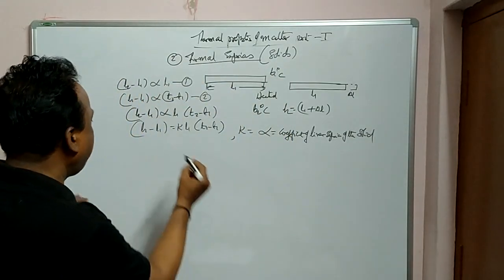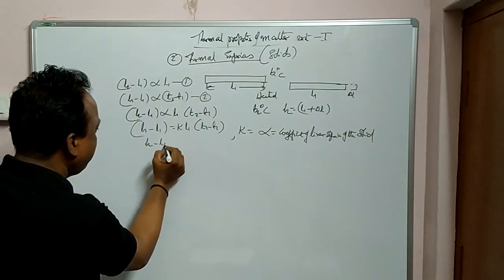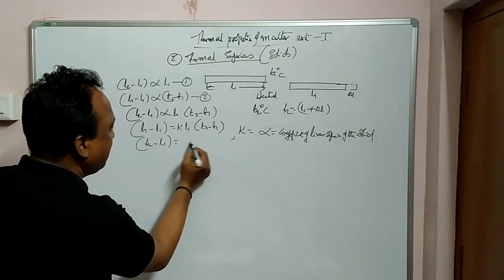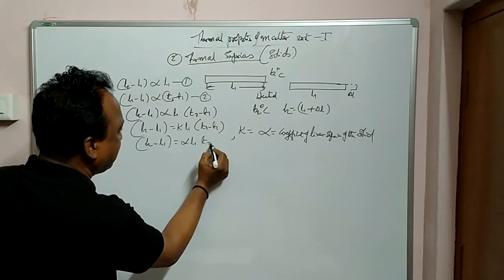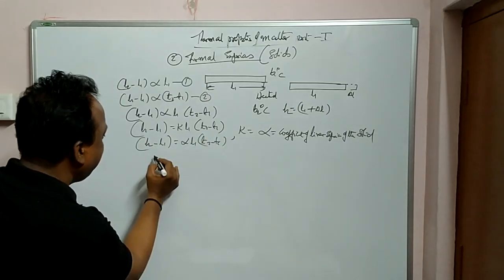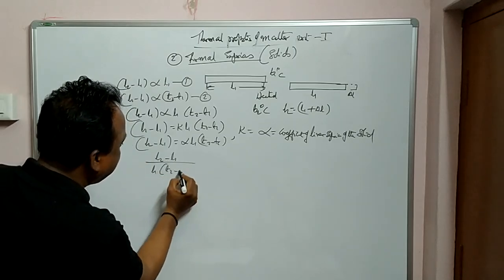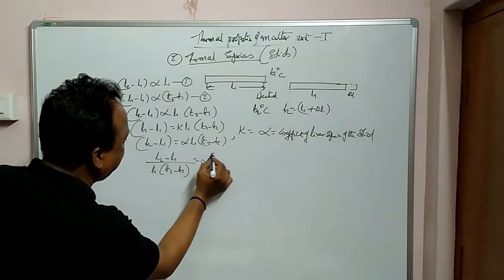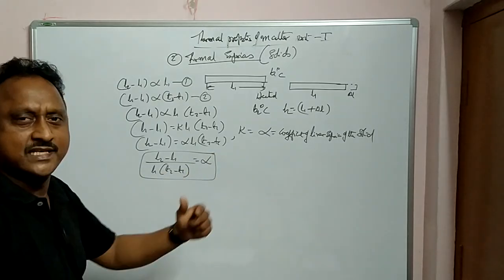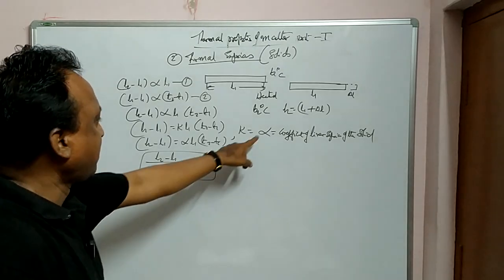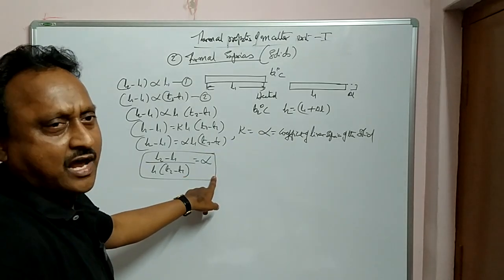Okay, put it here. What happens now? L2 minus L1 is equal to alpha L1 into T2 minus T1, or L2 minus L1 by L1 into T2 minus T1 is equal to alpha. This is the standard formula for the coefficient of linear expansion of the solid, alpha.